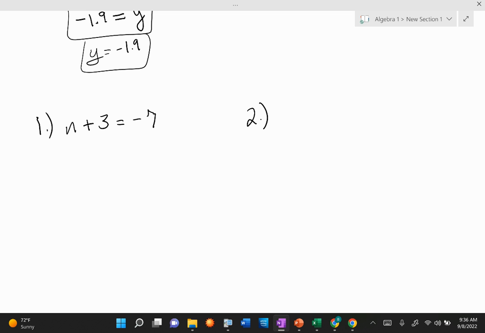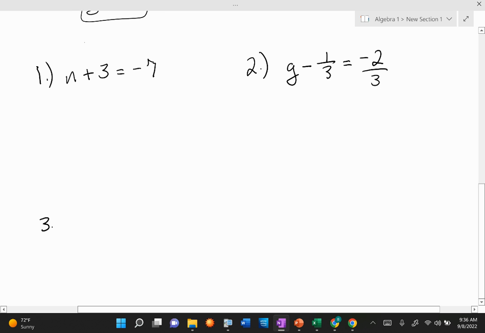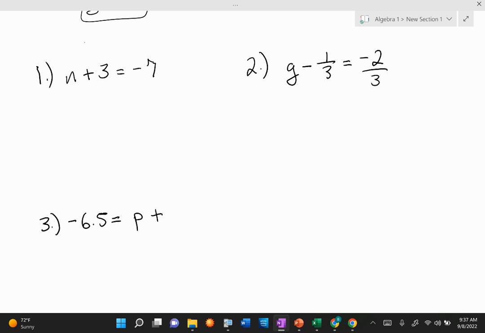Then we've got g minus 1/3 equals -2/3. And then we'll do number 3. It's going to be -6.5 equals p plus 3.9.